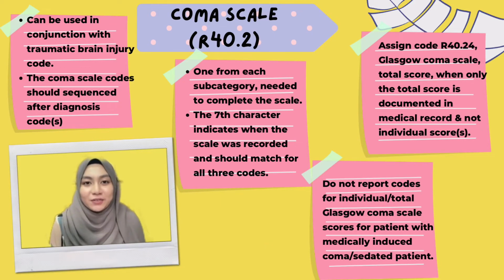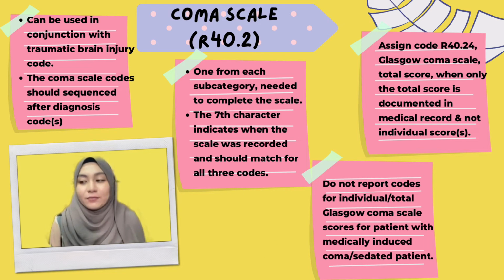Hi, my name is Nur Syafiqah binti Mohamed Yazid. I'm going to present about the coma scale, which is code R40.2. This code can be used in conjunction with a traumatic brain injury code. The coma scale code should be sequenced after the diagnosis code. One from the subcategory is needed to complete the scale. The seventh character indicates when the scale was recorded and should match for all three codes.